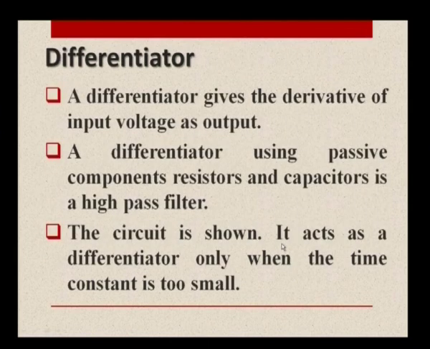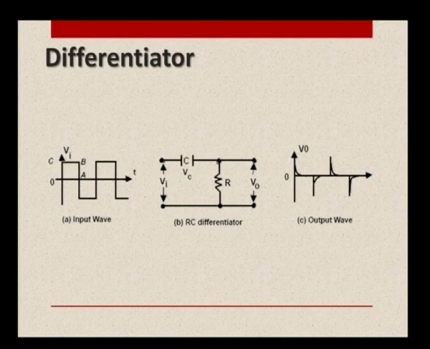Now, the differentiator. A differentiator gives the derivative of the input voltage as output. A differentiator using passive components, resistors and capacitors, is a high pass filter. The circuit is shown; it acts as a differentiator only when the time constant is too small. So, this is called an RC differentiator.